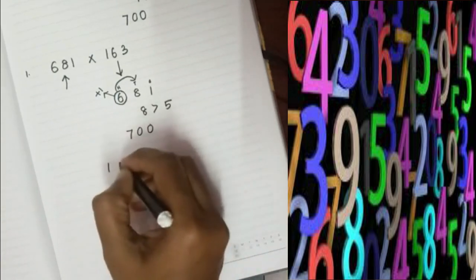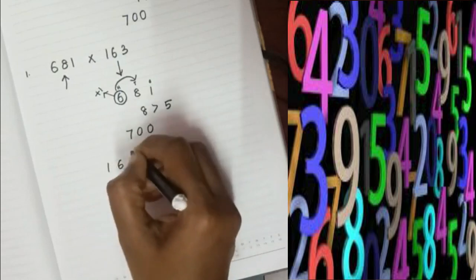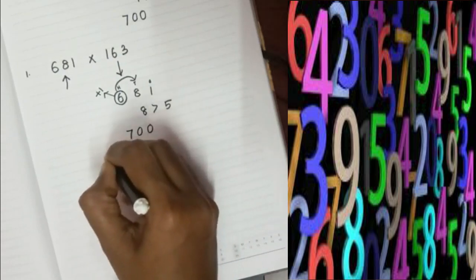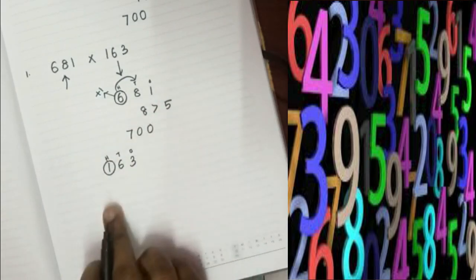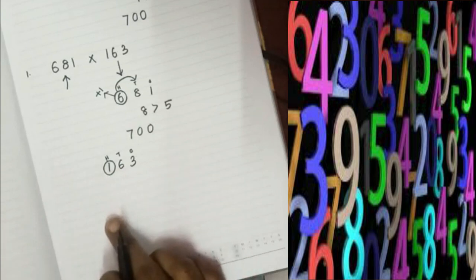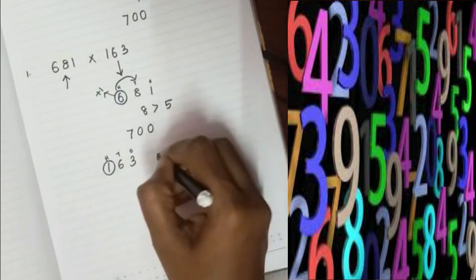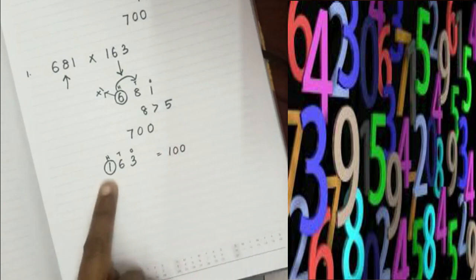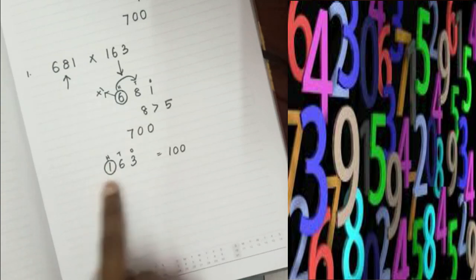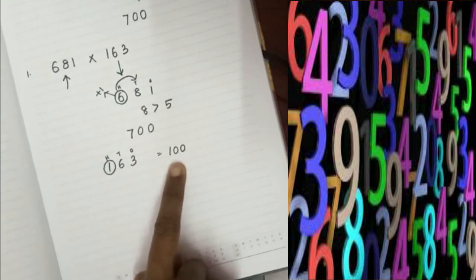Next, 163. Okay, ones, tens, hundreds. So in the hundreds place you are having 1. So when you make it downwards, this 163 will become 100, because you are changing only in the hundreds place. If you change here, you will get 200. You should not go to 200 because it is not upwards, it is downwards. So simply you will be writing 100.